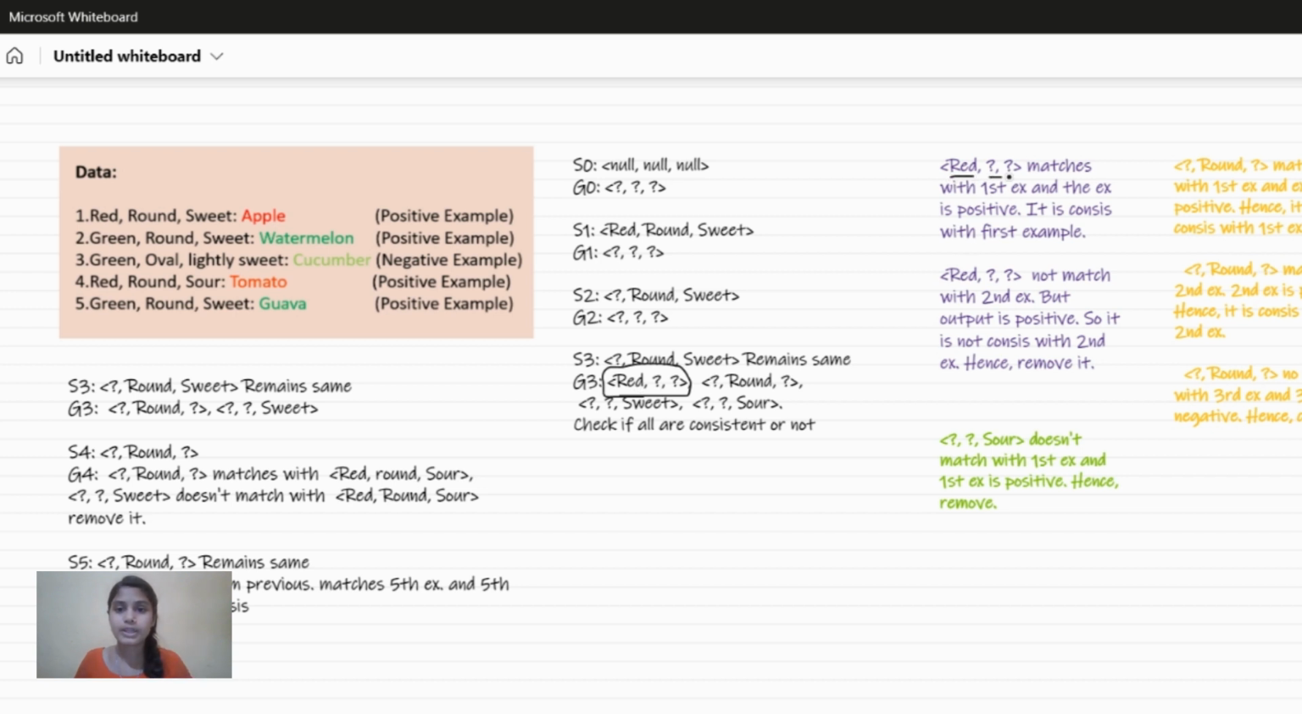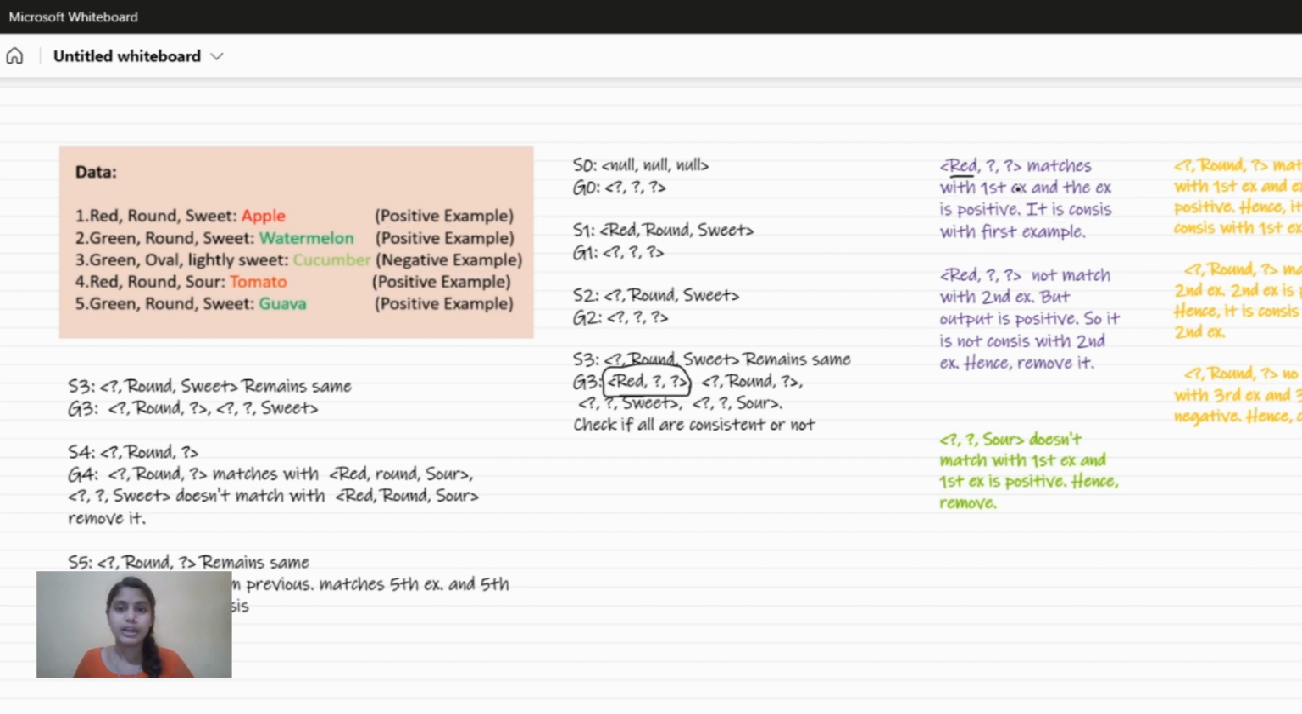So red, question mark, and question mark. A question mark includes all values. Okay, so red, compare with the first example. Red, same. The question mark includes round, all shapes, right? It includes round and it includes oval, so it includes both of them. Again for the third attribute, the question mark includes all: sweet, lightly sweet, and sour. So it matches with the first example, and the first example is a positive example. So it is consistent with the first example.